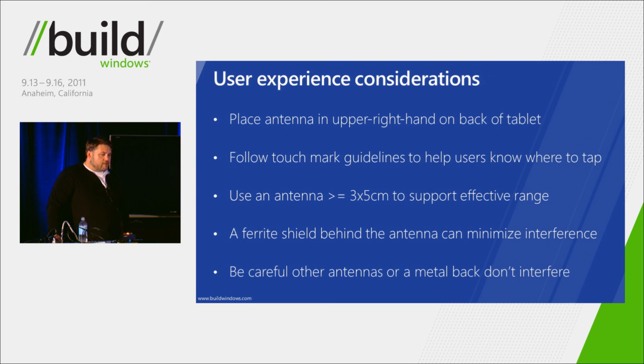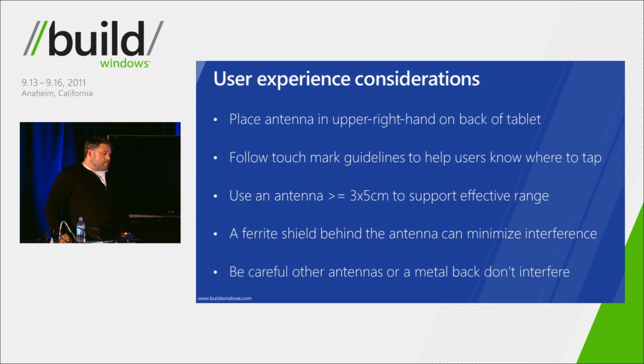A ferrite shield behind the antenna can minimize interference. There's a lot of approaches about creating a very thin ferrite shield to help achieve goals that you may have in creating a very, very thin system. It doesn't have to be the ferrite shields that you may think that you have to use. There's a lot of options out there, so please look into those.